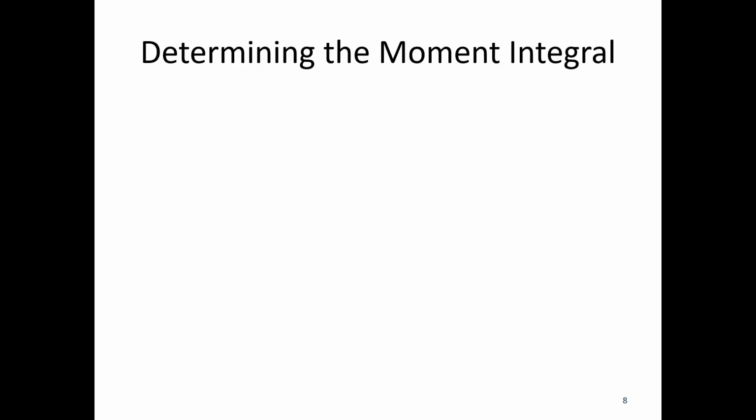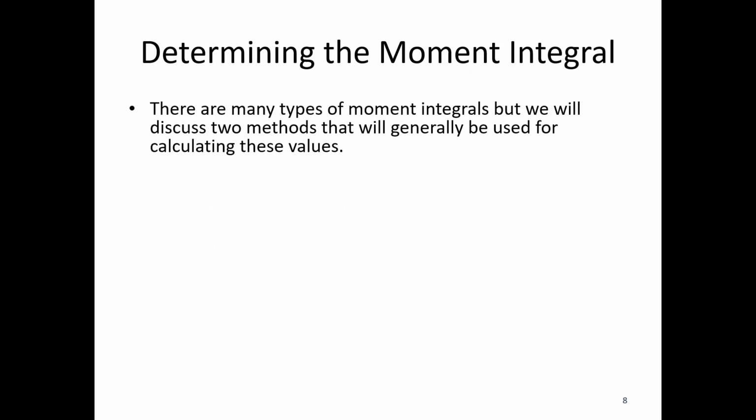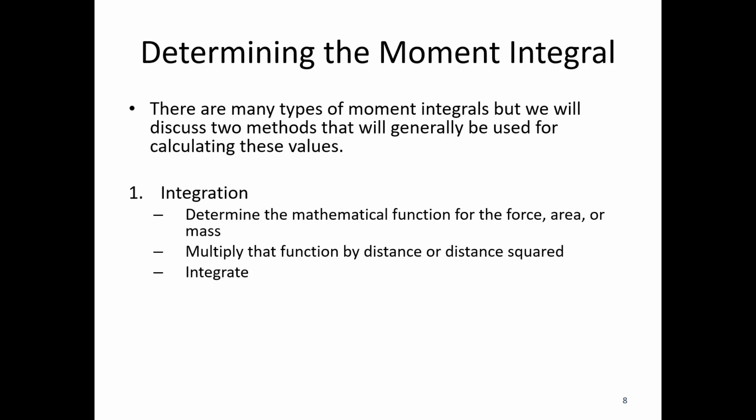All right, so how do we determine the moment integral? So there are various methods. Generally, we're going to be using two methods to calculate these values. So number one is integration. We can actually do the math, determine the mathematical function for the force, for the area, for the mass. We multiply that by the distance, so force times distance, area times distance, or distance squared. And then once we have that mathematical function, we integrate. So that is kind of the brute force method. That is the base method for these moment integrals. It's just actually do the math.